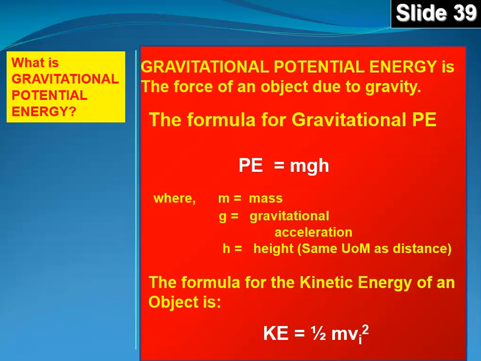So first, on slide 39, gravitational potential energy is the energy of an object due to gravity. And the formula for gravitational PE is mgh. So m is the mass, g is the gravitational acceleration, and h is the height. So mgh. Of course, mass is measured in kilograms. g is an acceleration. It's meters per second squared. And h is a height.